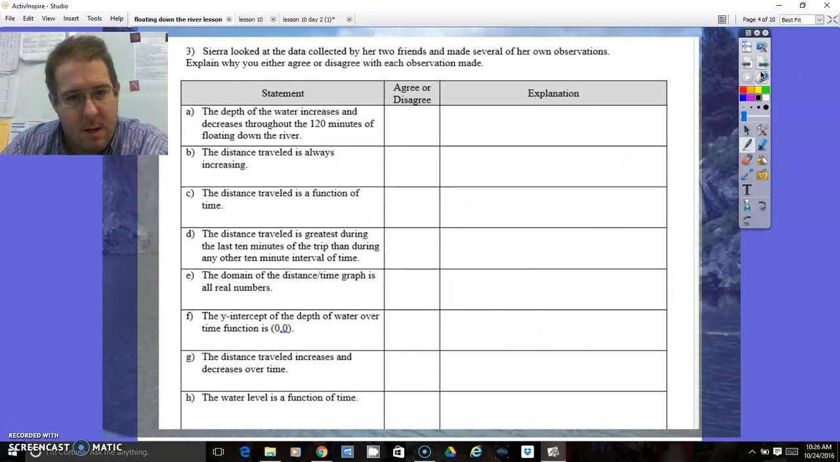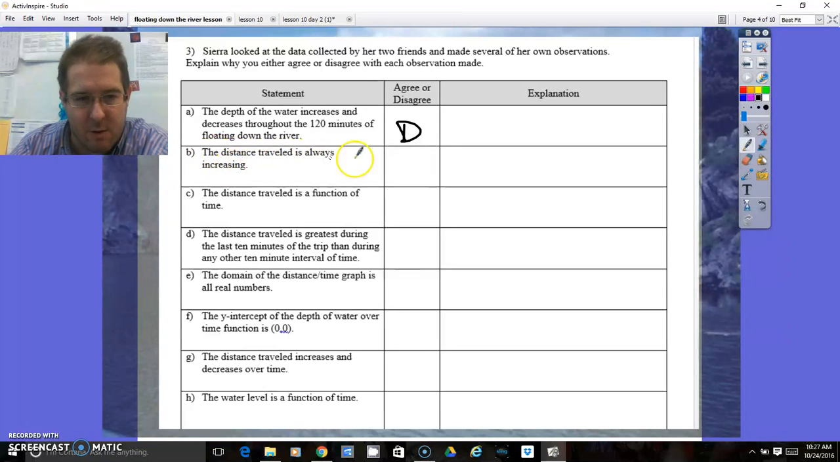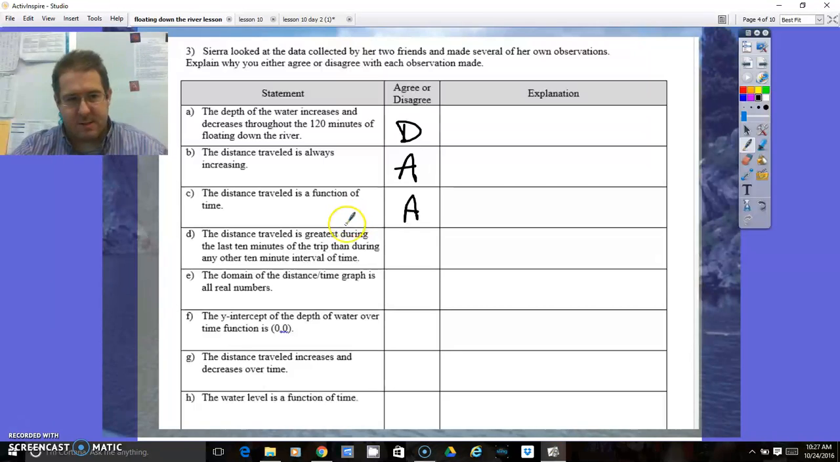All right. Next thing we're going to do, we're going to either agree or disagree. The depth of the water increases and decreases throughout the 120 minutes. I disagree because it never decreased. The distance traveled is always increasing. I would agree with that. The distance traveled is a function of time. I would have to agree with that because it's definitely a function if you pass the vertical line test.